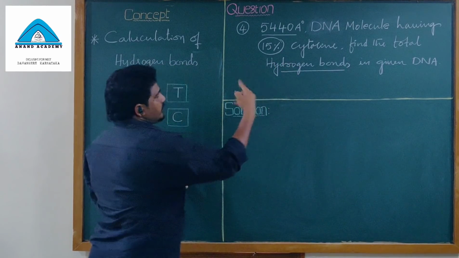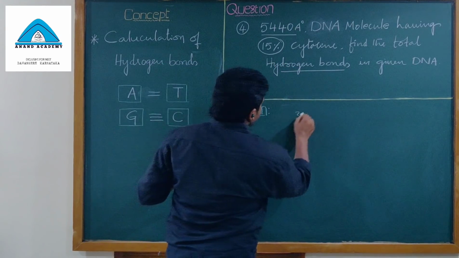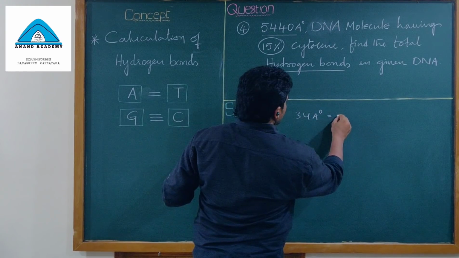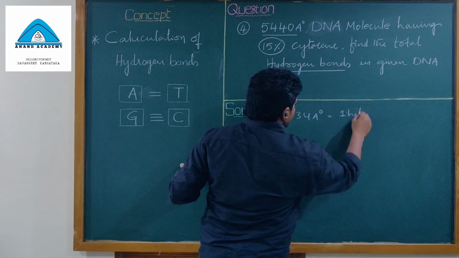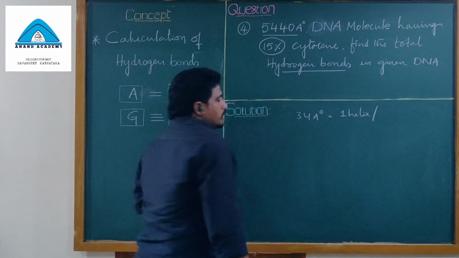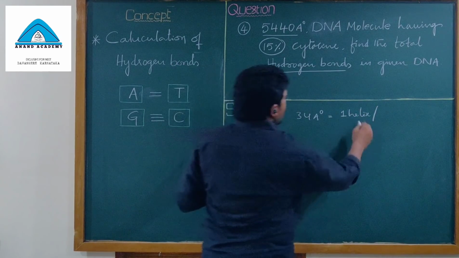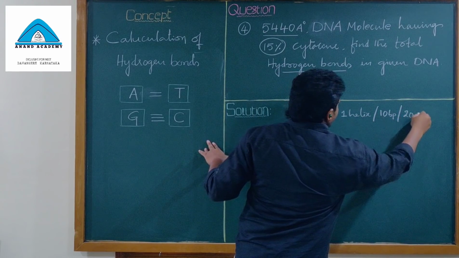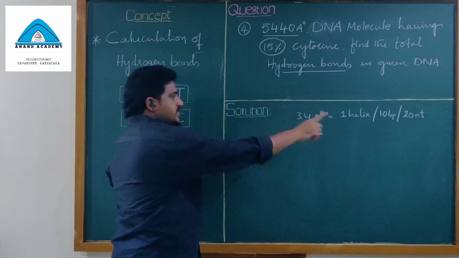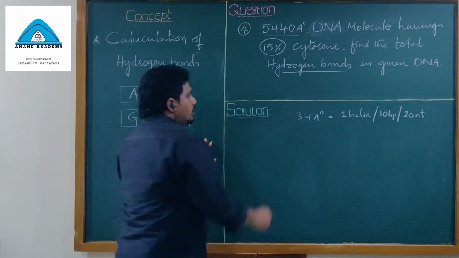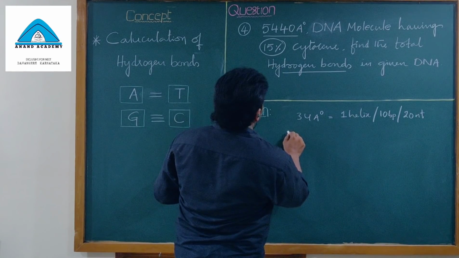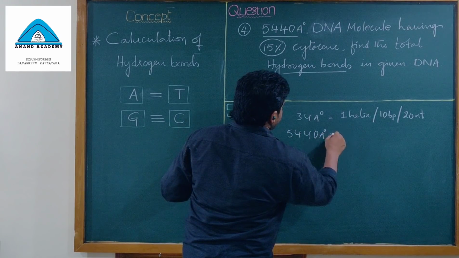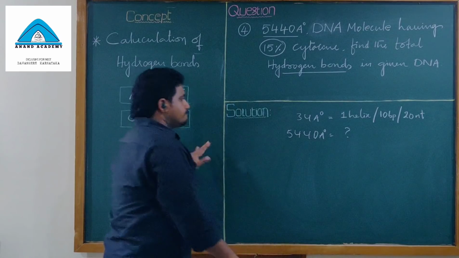So they have given the data in angstroms. So 34 angstroms is equal to 1 helix, as you know very well. We have been seeing this for a couple of sessions. 1 helix is equal to 10 base pairs and 20 nucleotides. This is the basic one. Then what is the length of DNA here? 5440 angstrom has how many helices?